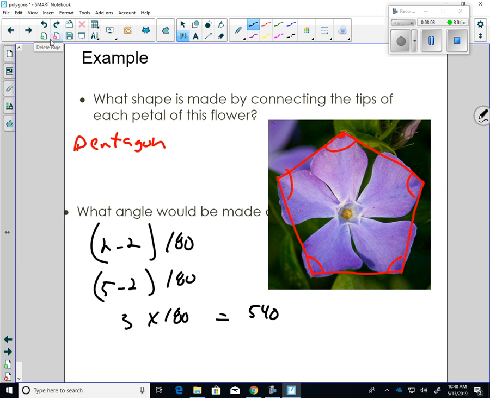5 minus 2 times 180, so 3 times 180. Yeah, that makes more sense. So, oh, that's just the total. That's just the total, isn't it? So how am I going to find the angle of each one there? The total is 540 degrees. We're going to have to divide by 5, right?